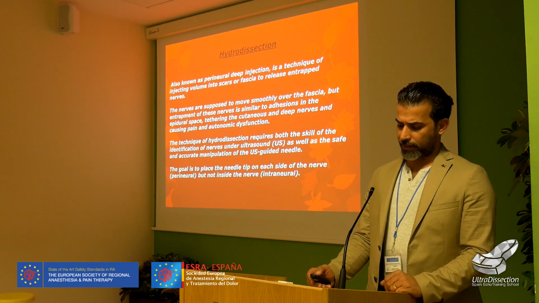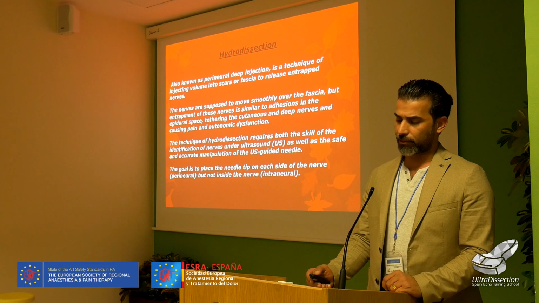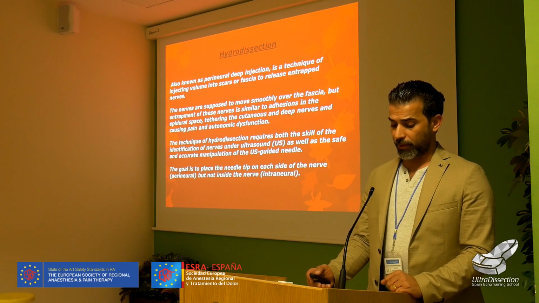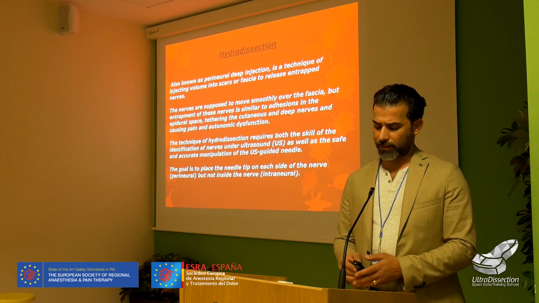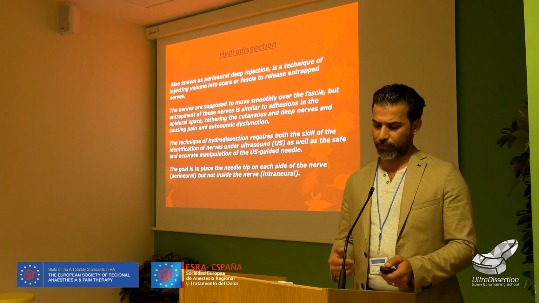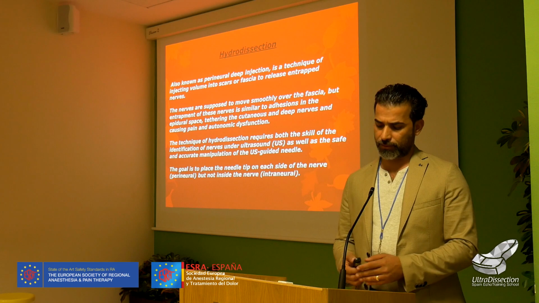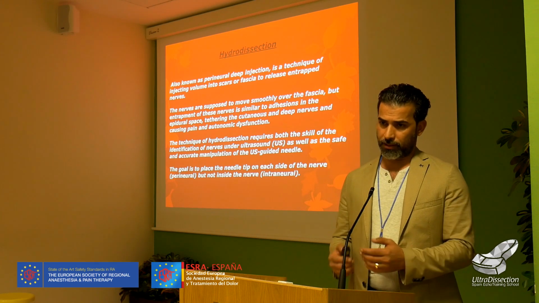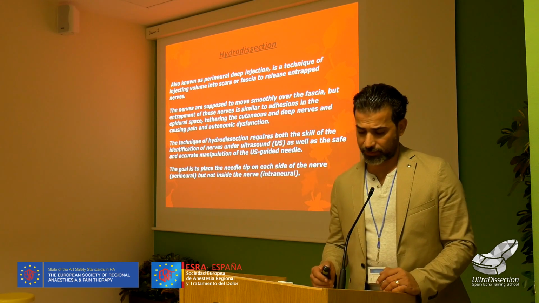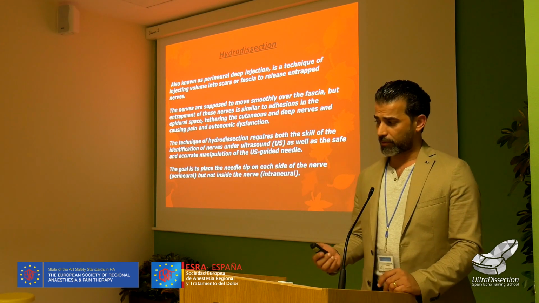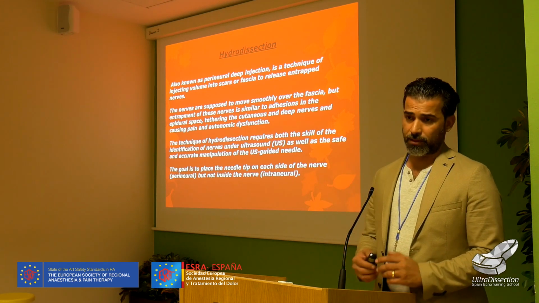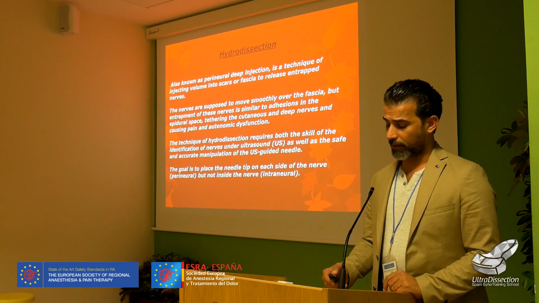So the goal is to place the needle tip on the east side of the nerve, perineural, but not inside the nerve, intraneural. This is the same mechanism, or the same tips, as using hydrodissection for a nerve block, to put local anesthetic around the nerve, but that is for the normal nerve, in regional anesthesia. Here we are talking about the injured nerve, different anatomy, different pathology.